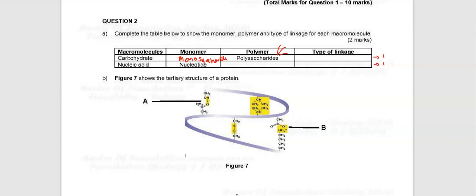And then for the nucleic acid, your answer can be polynucleotides. The monomer is nucleotide, so the polymer will be polynucleotides. Or you can give the specific polynucleotides such as DNA or RNA. And then for the type of linkage for carbohydrates, the linkage present is glycosidic bond.